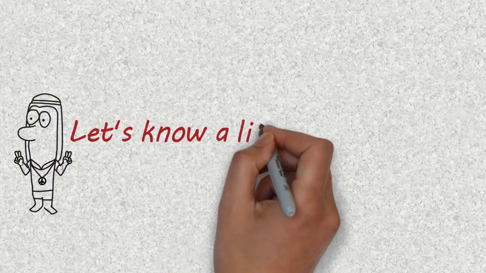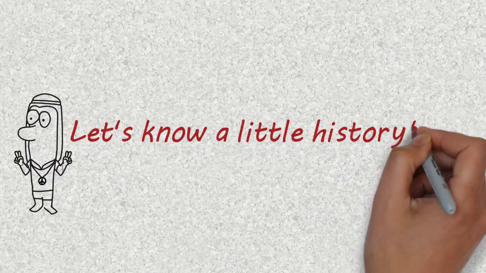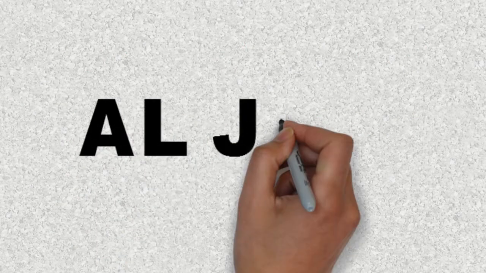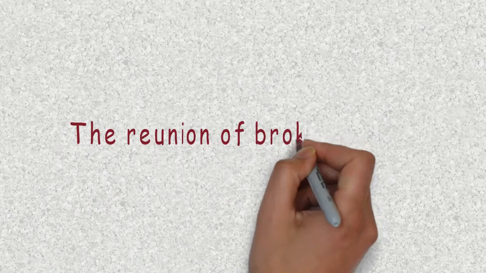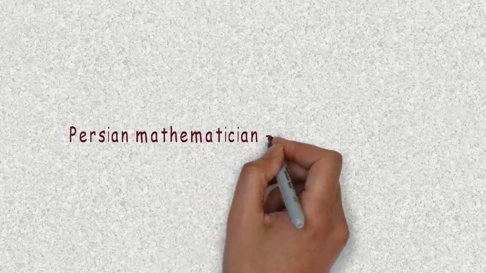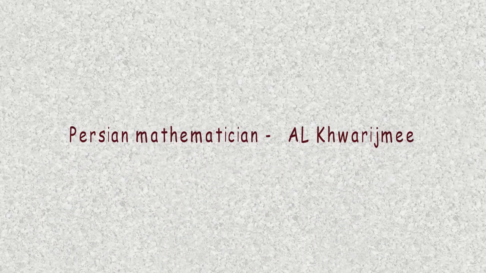Now, before starting, let's know a little history about algebra. Algebra came from the Arabic word al-jabr, which means the reunion of broken parts. Actually, it's kind of like solving a mathematical problem. The Persian mathematician Al-Khwarizmi is considered the father of algebra. The word algebra came from his book.